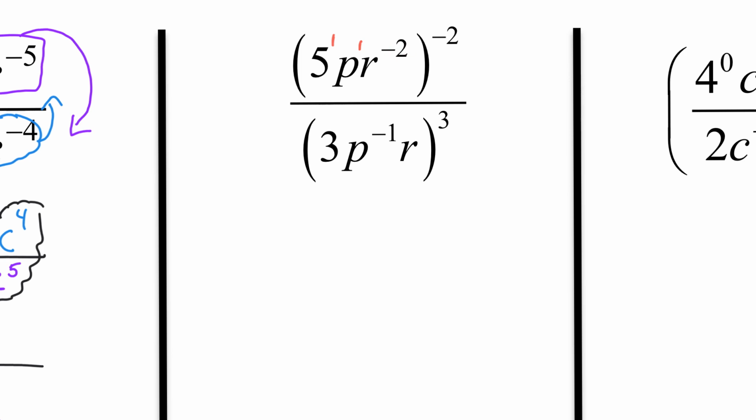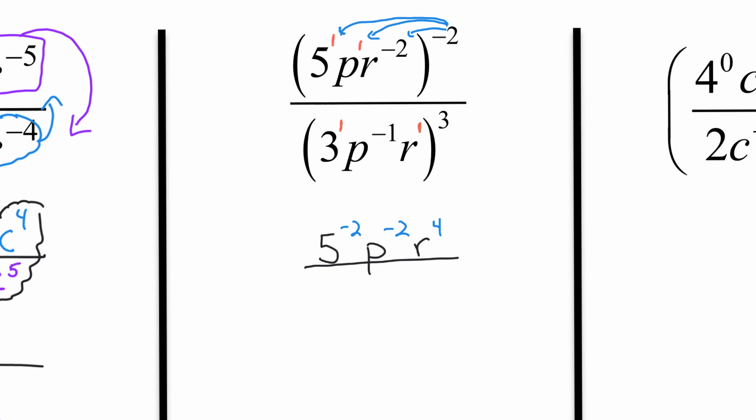On the bottom, 3 has an exponent of 1, and r has an exponent of 1, invisible 1. So I'm going to multiply the exponents on the top. So I have the negative 2 times 1, negative 2 times 1 over here, and negative 2 times negative 2. So let's do that right now. I keep the base, 5. I multiply negative 2 times 1, that's negative 2. I keep the base p, negative 2 times 1 again is negative 2. And the r, negative 2 times negative 2 is positive 4.